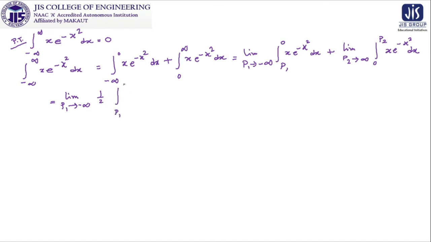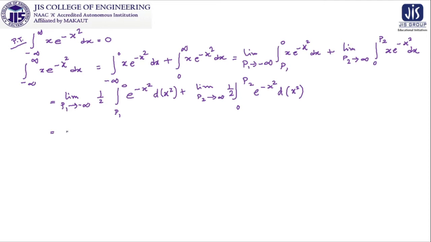So, what I have uttered basically, the limit p1 to 0, now we can write it as e to the power minus x square, then d of x square. This d of x square means 2x dx, 2 cancelled out, so x dx is balanced. Then plus limit p2 tends to infinity, this one will also be adjusted with half, integration 0 to p2 e to the power minus x square d of x square.